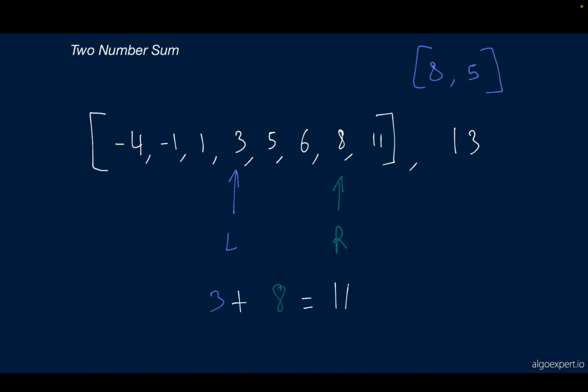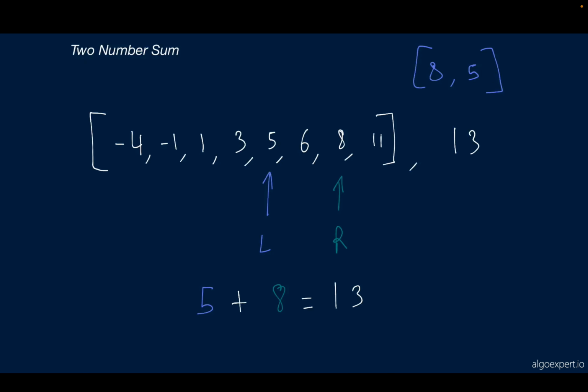Just to make sure that we're on the same page, the reason we don't want to move the right pointer to the right, which would be a bigger number, is because we've already calculated sums using this number 11, and we eliminated all of them. So we want to move the left pointer. So we move the left pointer to the right. Now we've got 5 plus 8. And 5 plus 8 is going to give us 13, the number that we want. And that is our answer.